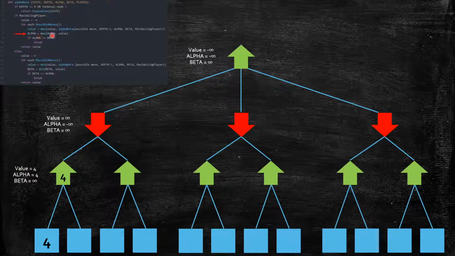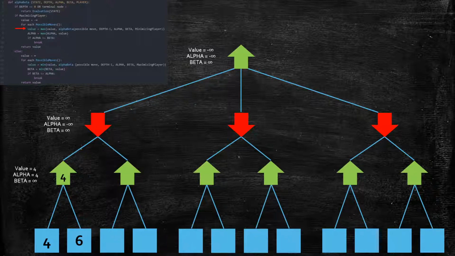Alpha becomes the maximum of alpha and value. Remember, alpha was -infinity as well, so both of those get changed to 4. We then check, is alpha greater than or equal to beta? It is not. Beta is infinity. Our current value is 4. So we go down the next branch of the tree.